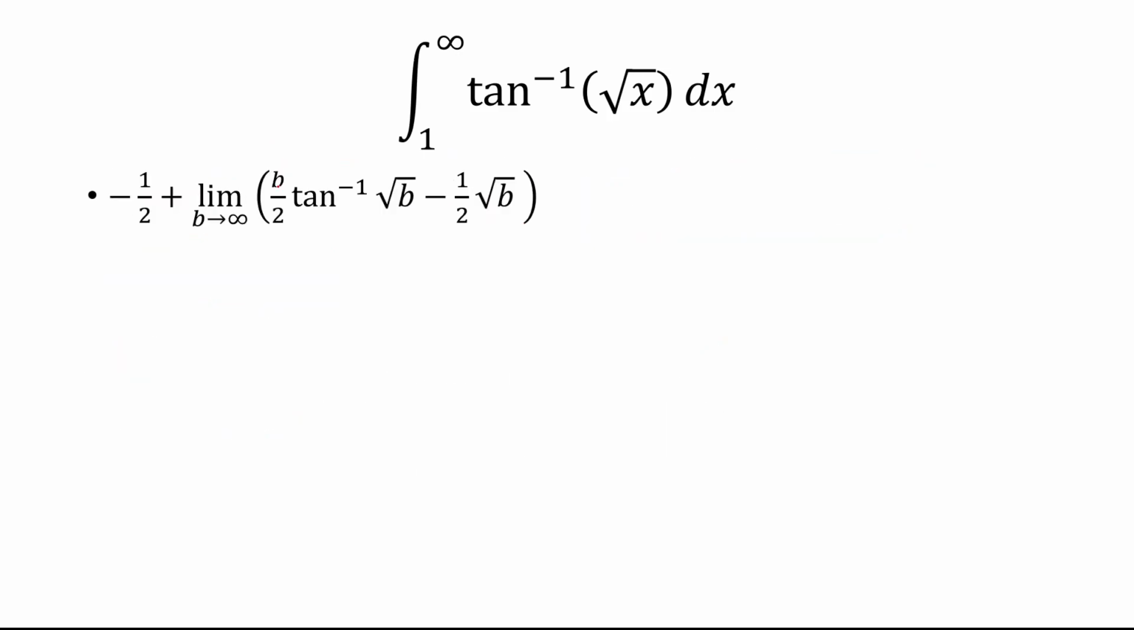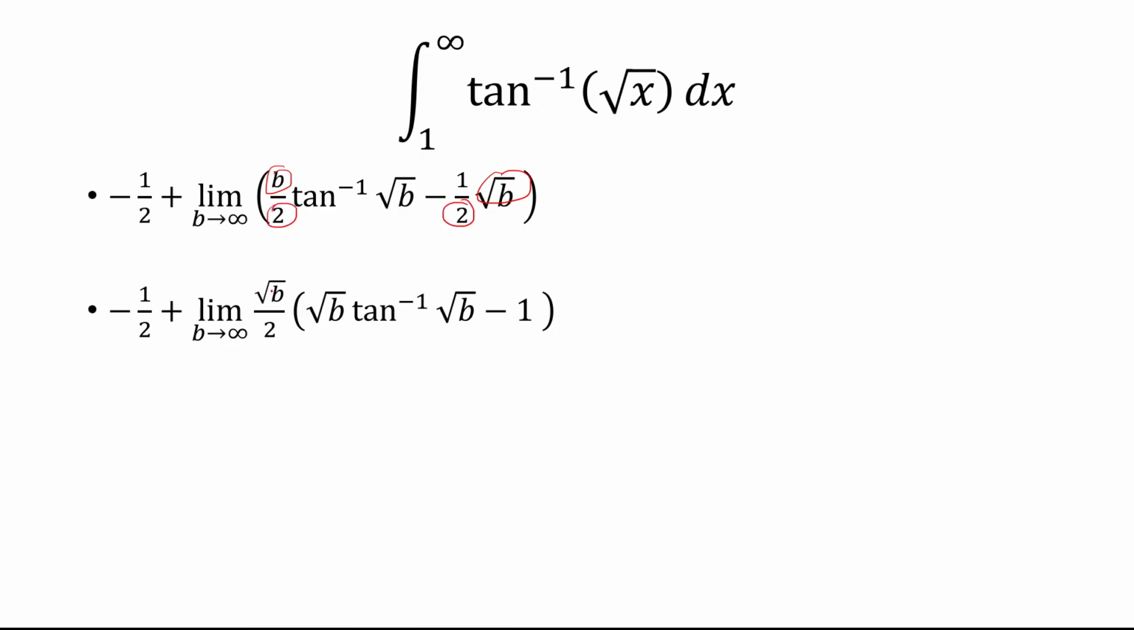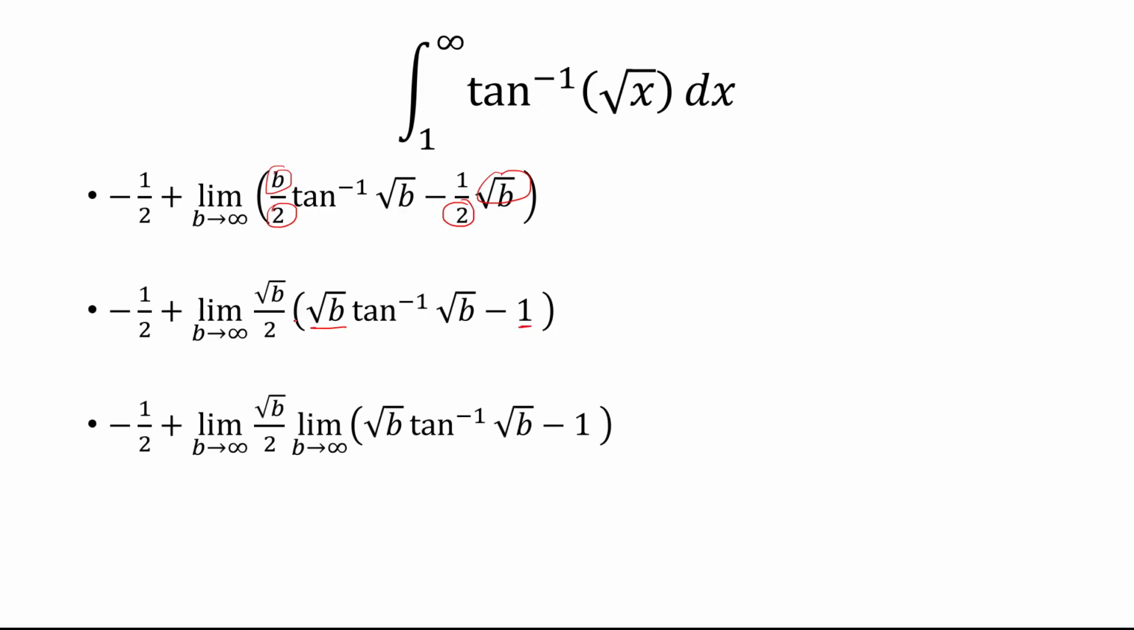Okay, notice I have a b here and a root b, so I'm going to factor out one of the root b's, and then over 2 because you have the halves here. So the square root of b over 2, and then what do I need to multiply that by to get b over 2? Well, I need to multiply by the square root of b, and then over here it's minus 1. Now, I'm going to break this up into 2 separate limits. So this is using the product rule of limits.